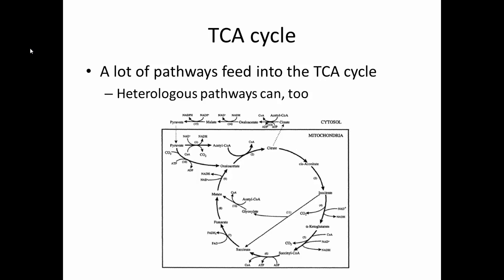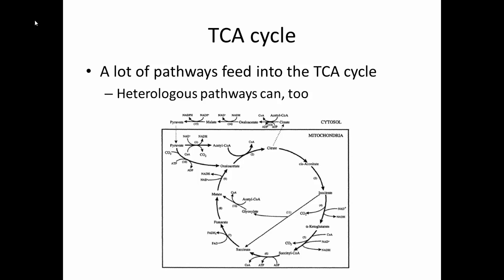So the TCA cycle, here is a view of the TCA cycle. Again, we've already seen this. A lot of pathways can feed into the TCA cycle because the degradation of a lot of molecules ends up making a lot of central metabolites. Often things like pyruvate, acetyl-CoA, oxaloacetate, fumarate, malate, perhaps succinate, even succinyl-CoA. These things can be made by degradation of certain carbon sources.